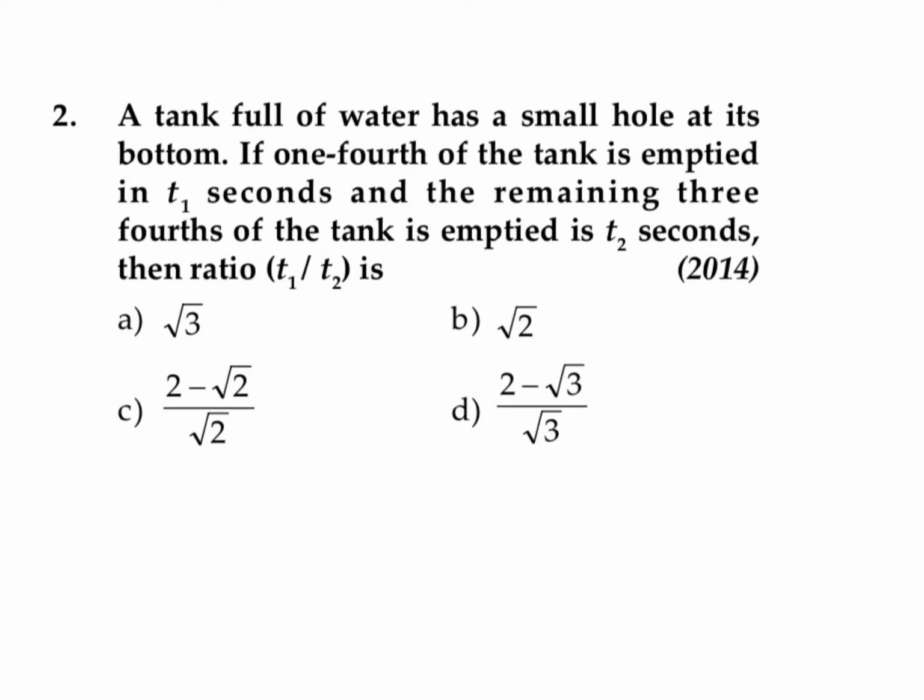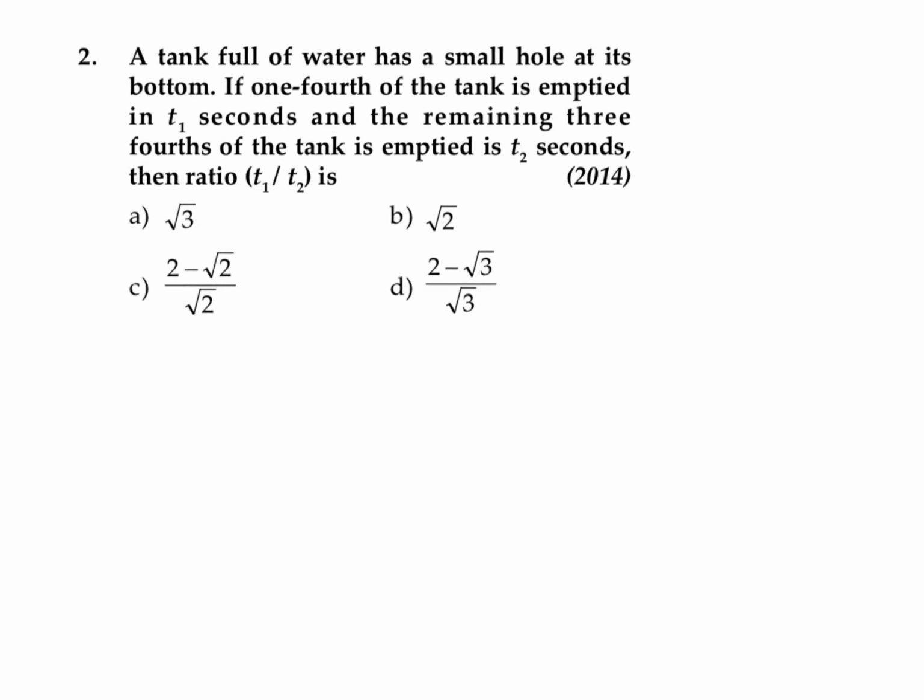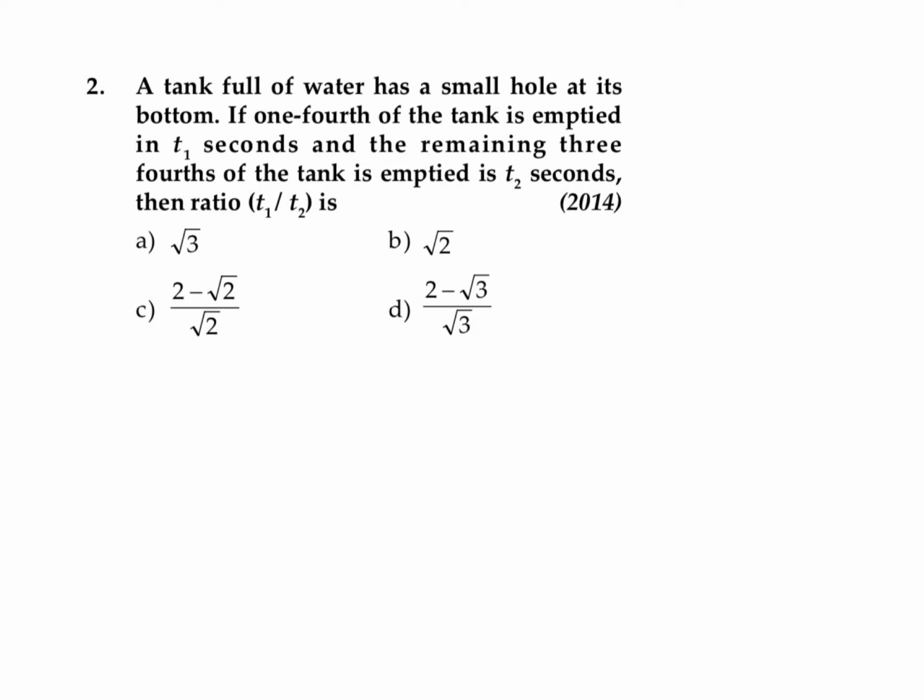In this question, it is given that a tank full of water has a small hole at its bottom. If 1/4 of the tank is emptied in T1 seconds and the remaining 3/4 of the tank is emptied in T2 seconds, then the ratio of T1 by T2 is. Just try to understand this question.